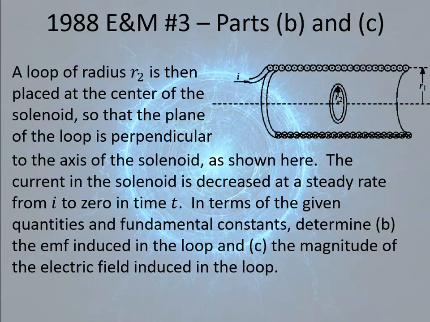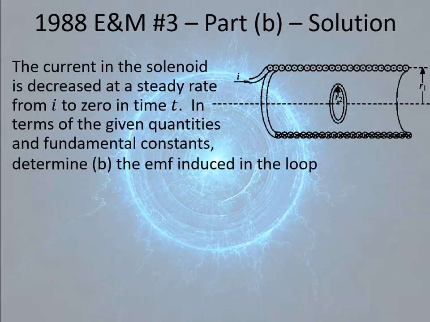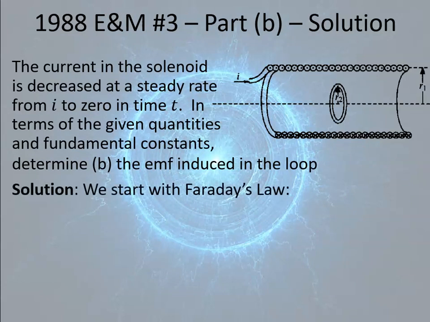For parts B and C, we're saying that we now have a little ring of radius R2 placed at the center, and current in the solenoid is decreased at a steady rate, and in terms of the given quantities, determine the EMF induced in the loop and the magnitude of the electric field in the loop. So we have a loop of radius R2, and we're going to use Faraday's law here.